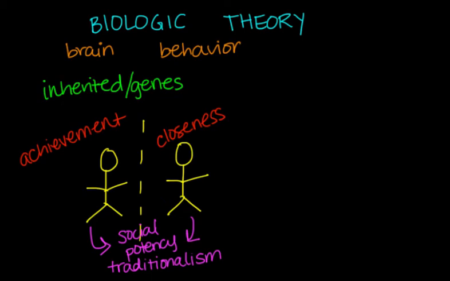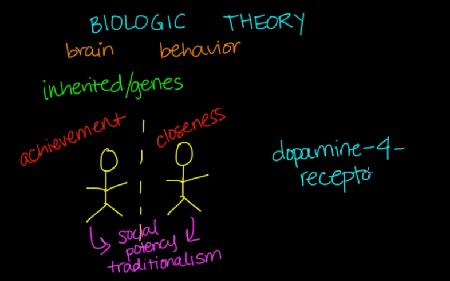Some researchers have even gone further to look at specific genes to try and relate them to our personality. One example is that people with a longer dopamine 4 receptor gene are more likely to be thrill seekers. So basically, if you have this gene, you may love roller coasters and probably want to skydive one day. Hey, that sounds a lot like me.